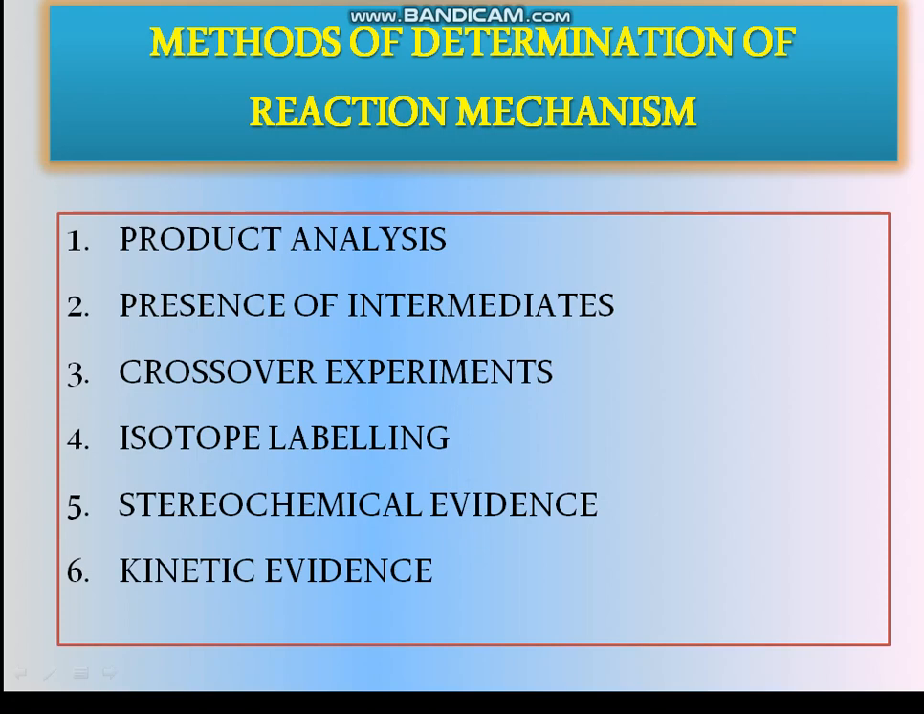To start with, in this content, we'll be talking about product analysis. That's one way of analyzing the reaction mechanism. Next, presence of intermediate, followed by crossover experiment, then followed by isotope labeling, stereochemical evidence, and finally kinetic evidence.